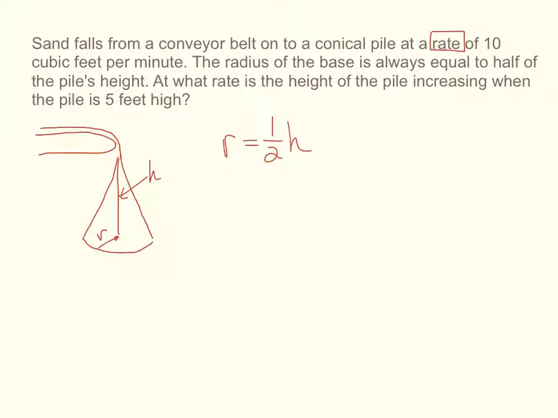And since we also know that it's happening at a rate of 10 cubic feet per minute, cubic feet tells us that this will be a volume. So the volume of a cone is 1/3 pi r squared h.